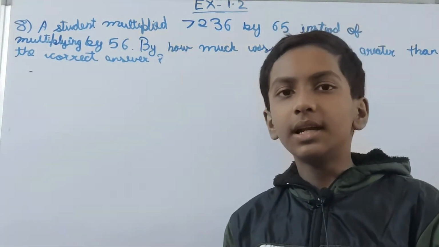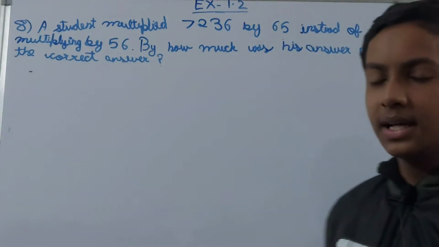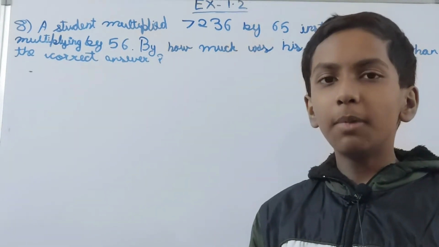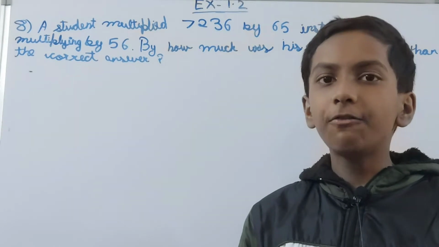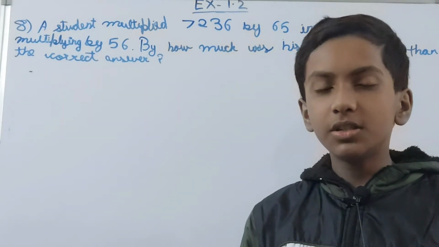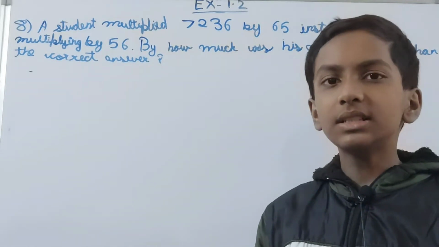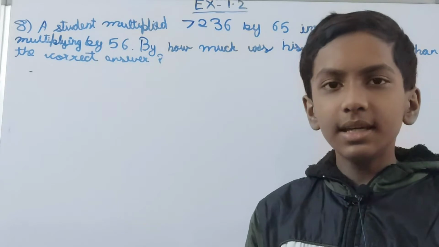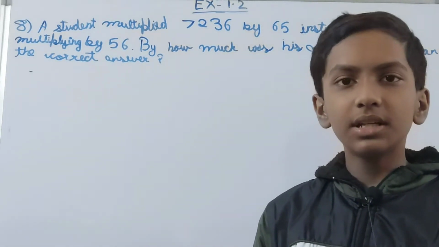Now try to understand the question. Here there is a student who has multiplied 7236 by 65, but he had to multiply 7236 by 56, not by 65. So that means he has done it incorrectly. Now it is asking us, what is the difference between the correct answer and the incorrect answer? So for that, we need to find the incorrect answer and the correct answer.